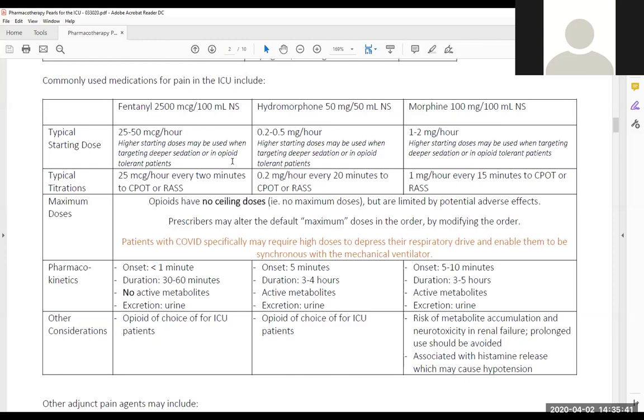As our supplies of these medications are depleted, you might see more providers reaching for morphine, which we typically don't use in this population because it's associated with histamine release that can cause hypotension, and there's a risk of metabolite accumulation in renal failure. So those are some things to be aware of, especially when you're assessing these orders and assessing other potential alternatives, which we'll talk about in future sessions.